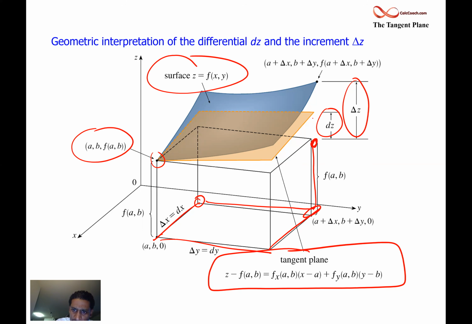And so this distance here will be the differential change in z, and this distance here will be the actual change in z. The smaller that these delta x and delta y are, the smaller the difference is between the two. The more and more we move away, the more and more the approximation is off. And so that's it for tangent plane approximations.